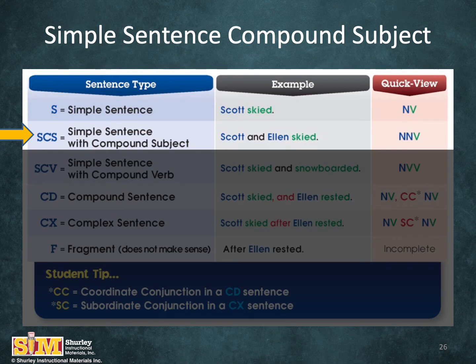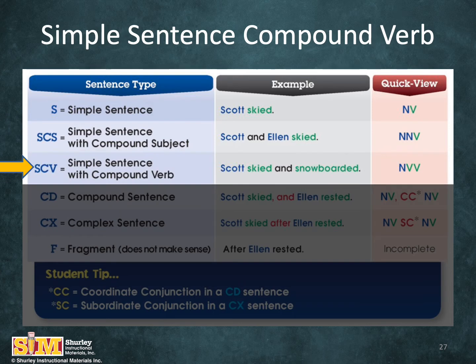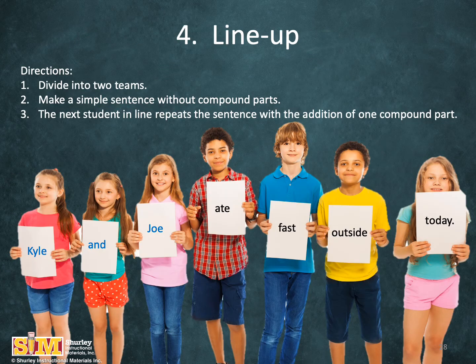Next, students learn that a simple sentence with compound parts is made from an independent clause. Here the simple sentence has a compound subject. Conjunctions and compound parts are very useful because they keep writing flowing smoothly by eliminating repeated parts. An independent clause can also have a compound verb. Eventually, students are taught that almost any part of speech can be compound, but compound subjects and verbs are the most common. Let's take a look at the fourth activity called Lineup.